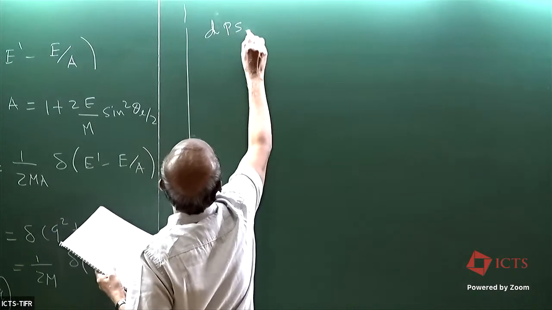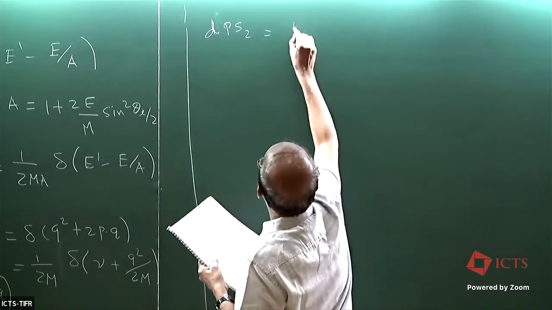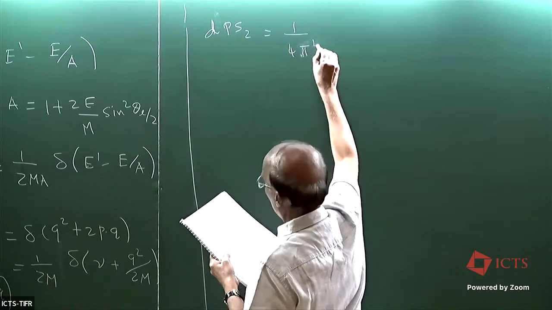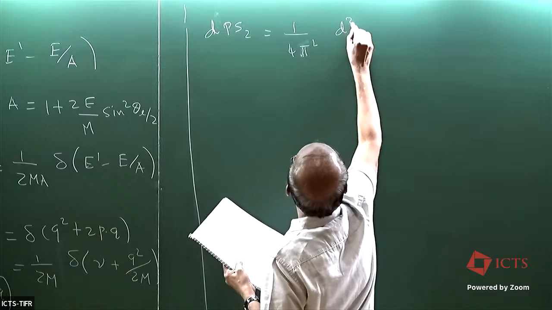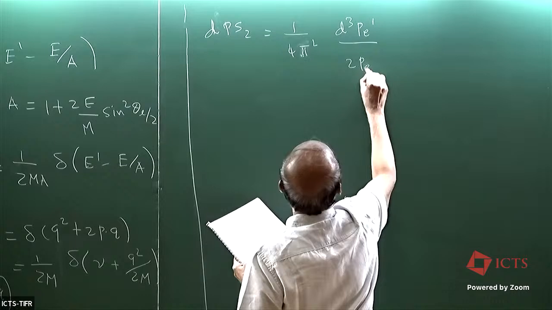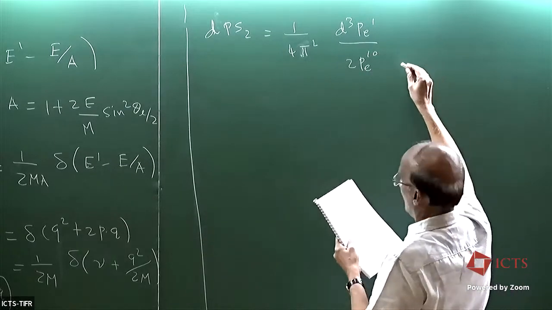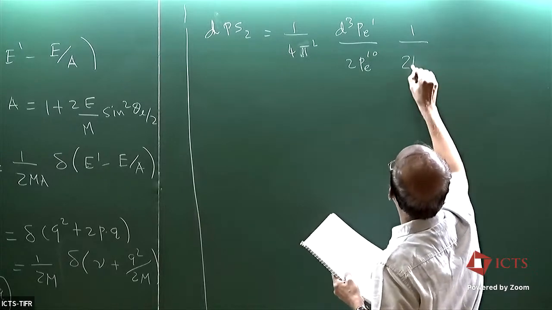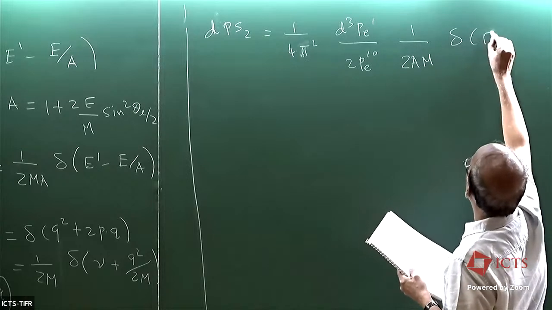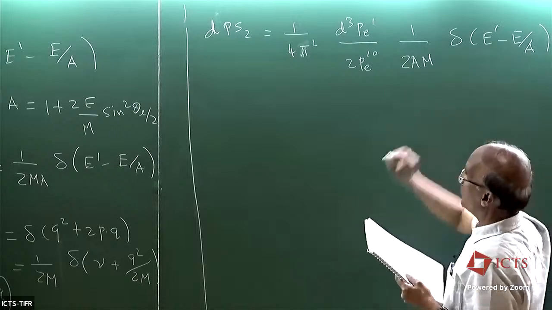dS2 equal to, I have performed one integral already. So if I collect all the pi's, you get 1 by 4 pi square and d cube p prime over p prime 0. This is the energy part, 1 by 2 m delta (E minus E prime). So this is my phase space.